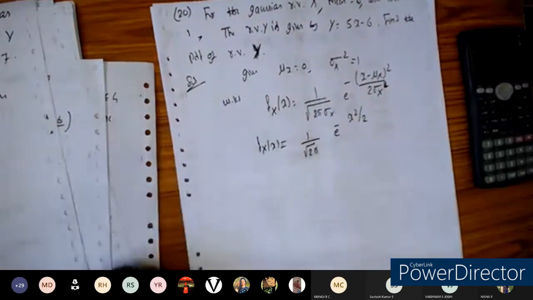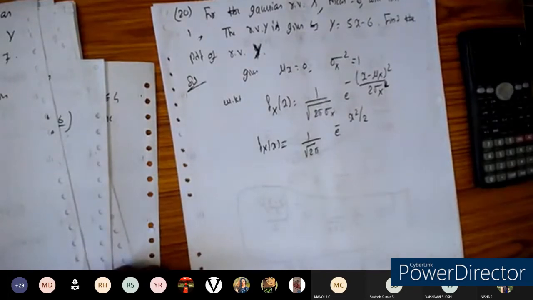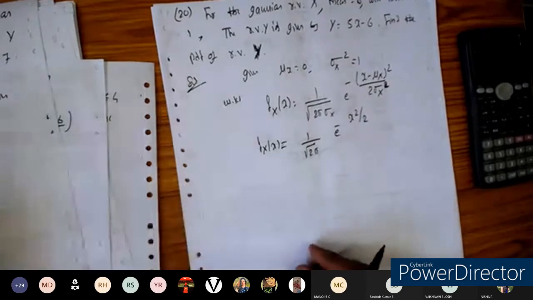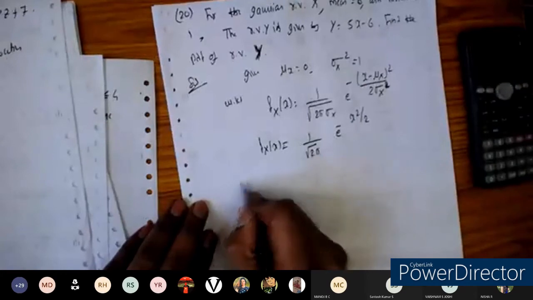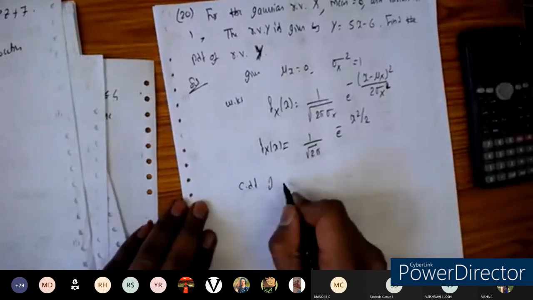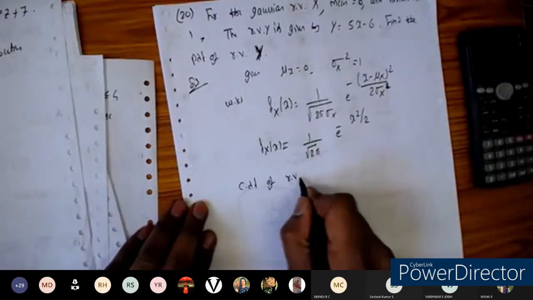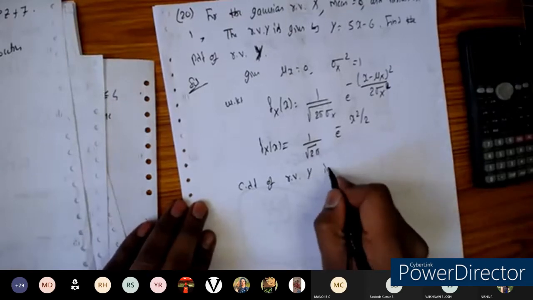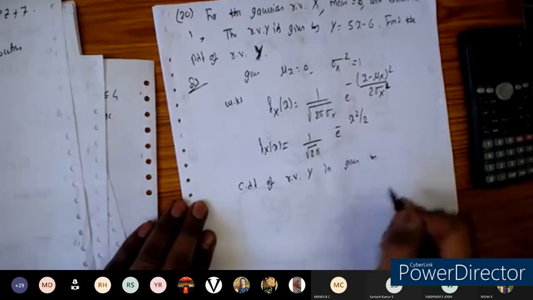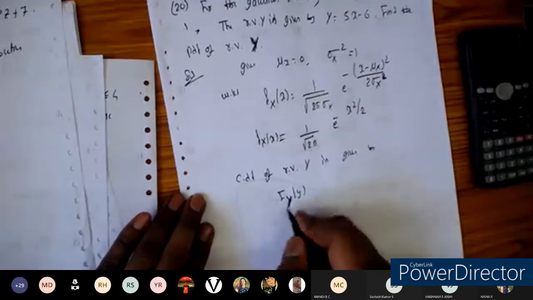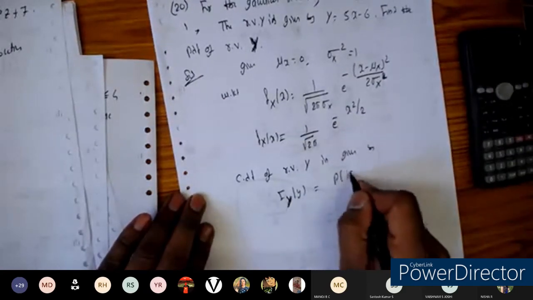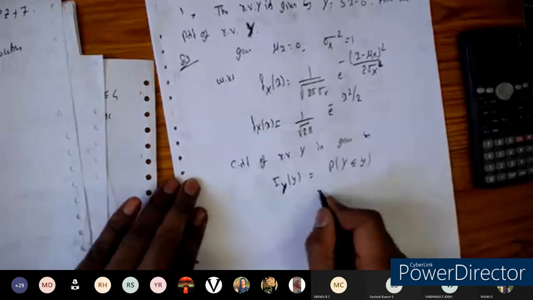So we have got the PDF of the Gaussian random variable x. Now what shall we do? Let us, by using the transformation of the variables, find the random variable y. So you can take the CDF of random variable y, which is given by F_Y(y) equal to the probability that Y can take a value less than or equal to y.